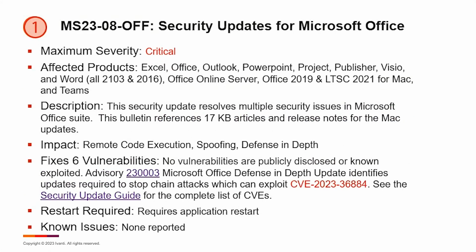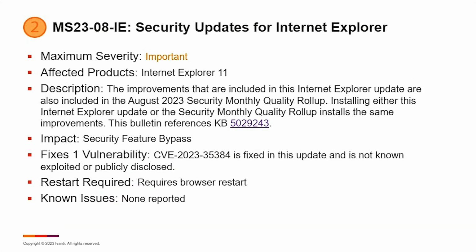On the regular side, the on-premise versions of Microsoft Office, you can see basically everything in the Office suite has been updated this month. All the way from Excel through Visio and Word, Office Online Server, and the Mac versions have also been updated this month as well. 6 vulnerabilities addressed, again, and that advisory 230003 still applies as well. Good news is that there are no known exploited vulnerabilities there.